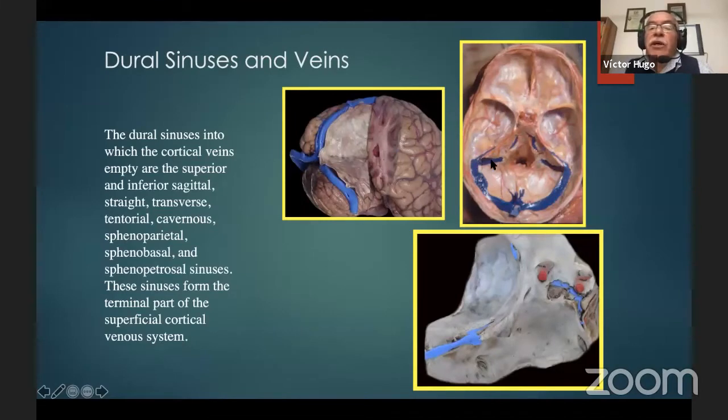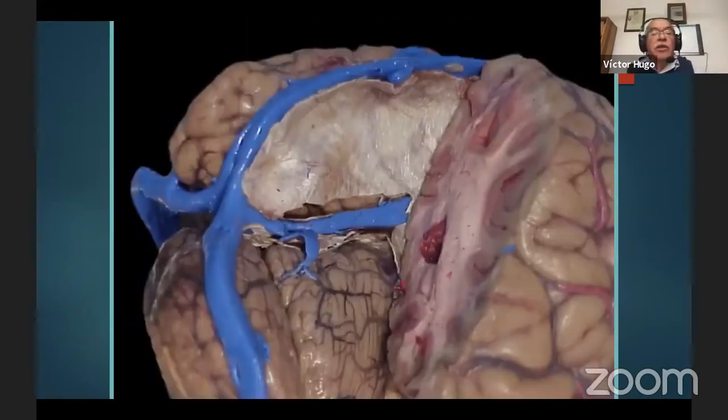Here we have the sigmoid sinus, superior petrosal sinus, inferior petrosal sinus, and cavernous sinus in this part. In this picture, we can see the sellar region, cavernous sinus, the left, the right, and the intercavernous sinus. So doing dissection of these models, we understand much better the anatomy of the venous system.